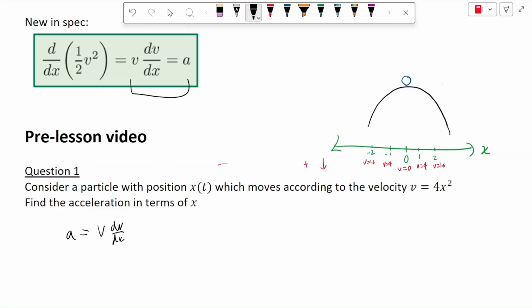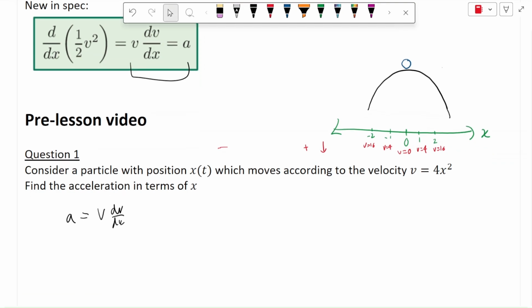I might put the acceleration on the left there. So acceleration is the velocity, so that's 4x squared, times dv/dx. If we look at this, dv/dx is 8x. So times 8x. What we get is 32x cubed. So that's the acceleration. So that is option 1 for solving this.